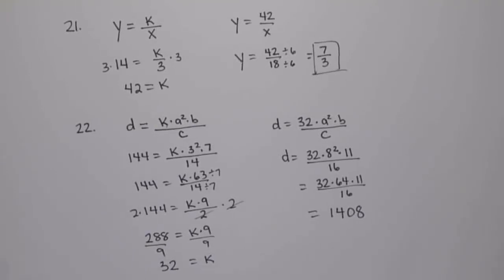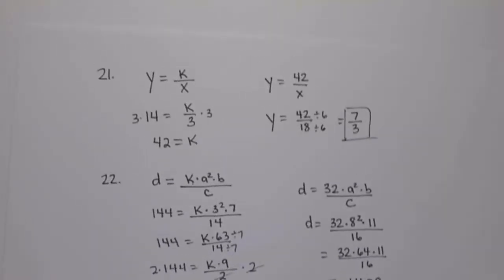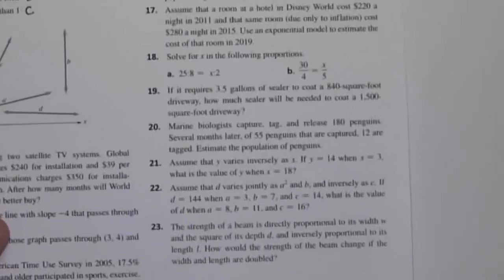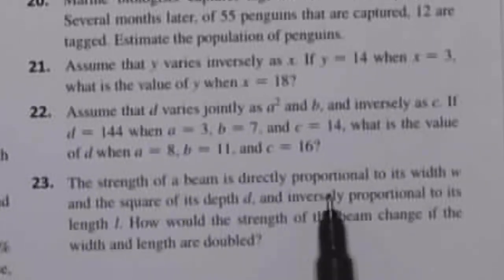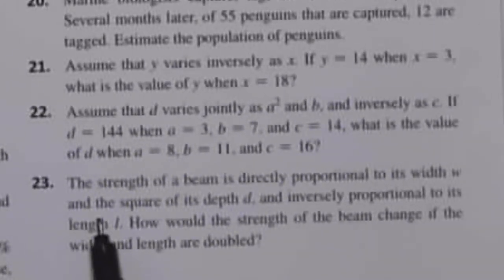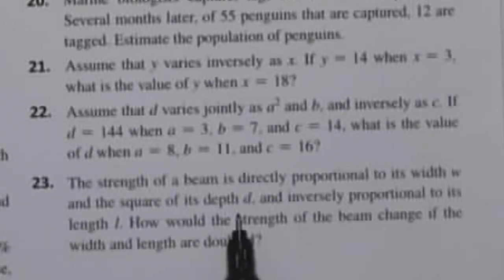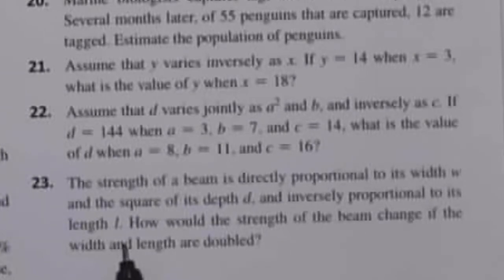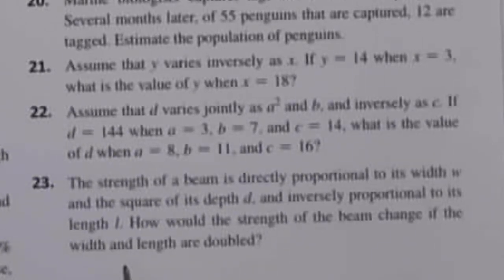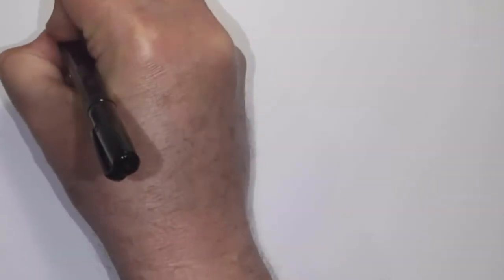One problem left. Let's look at number 23 on a new page. So number 23, the strength of a beam is directly proportional to its width W and the square of its depth D, and inversely proportional to its length L. How would the strength of the beam change if the width and the length are doubled? So let's take a look at this.